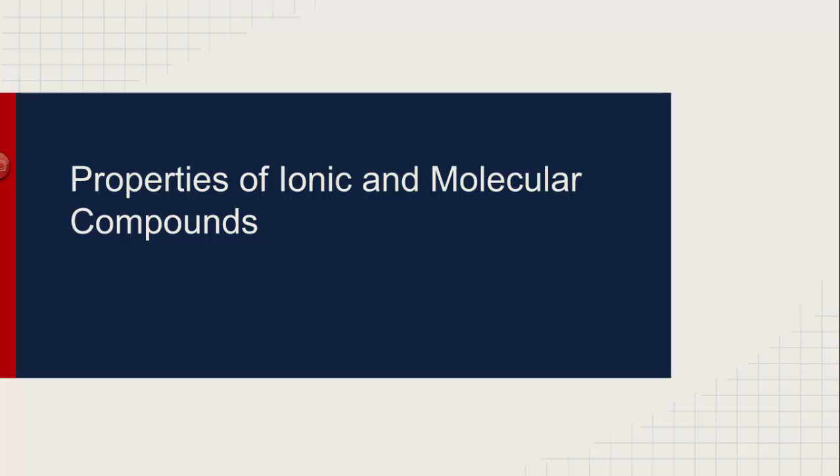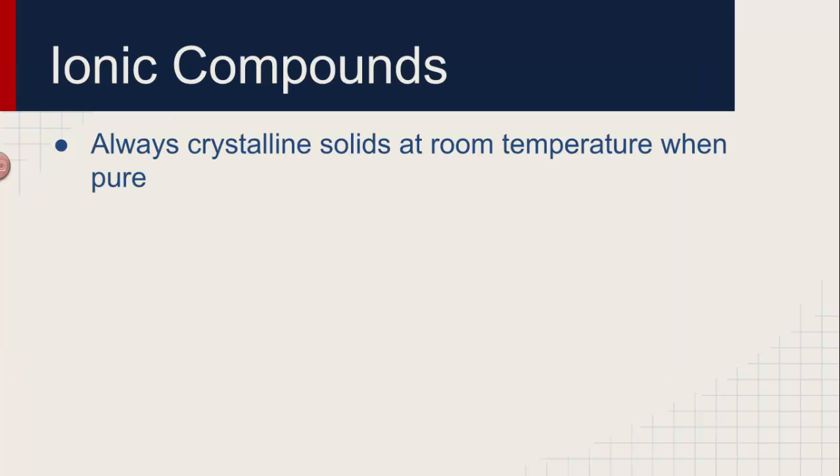Okay, real quick, I want to look at some of the differences in properties between ionic and molecular compounds. You can use some of this information to figure out if a compound is ionic or molecular. If you don't know its formula, you can do it by physical properties in general. To start with, ionic compounds.